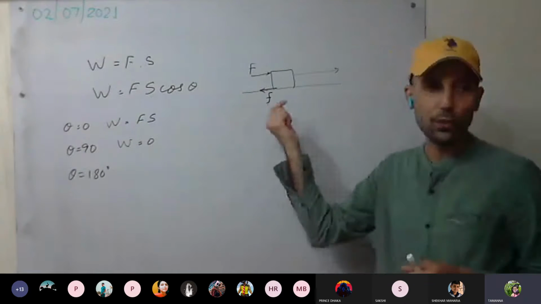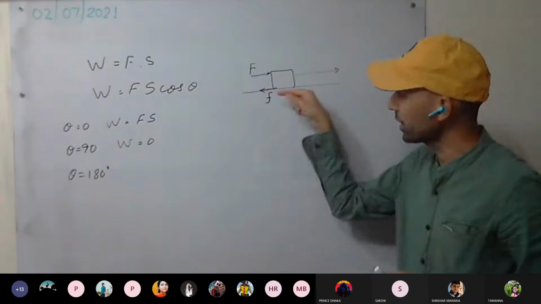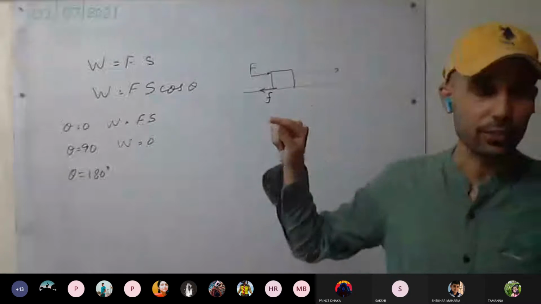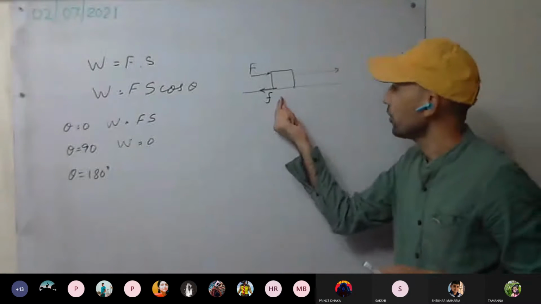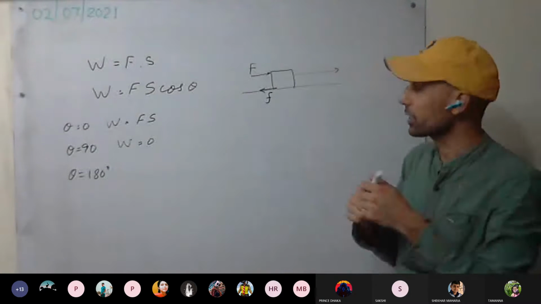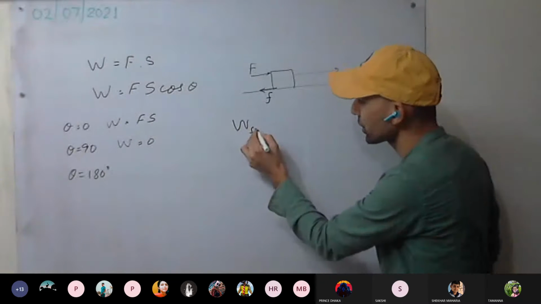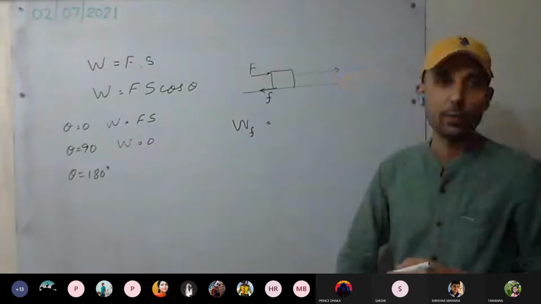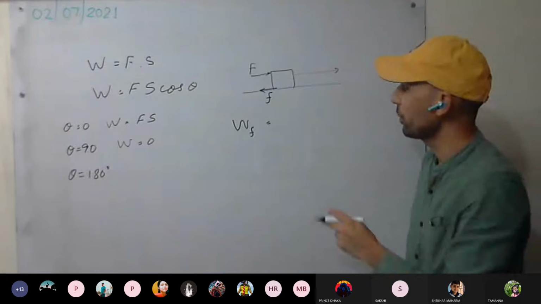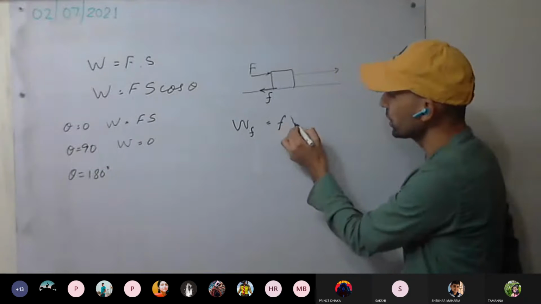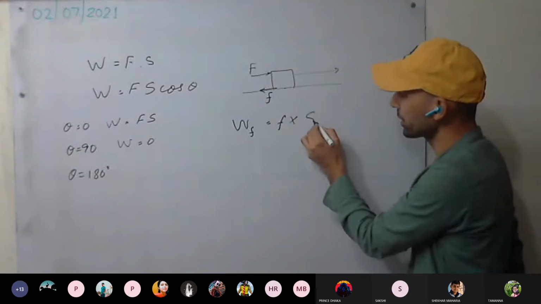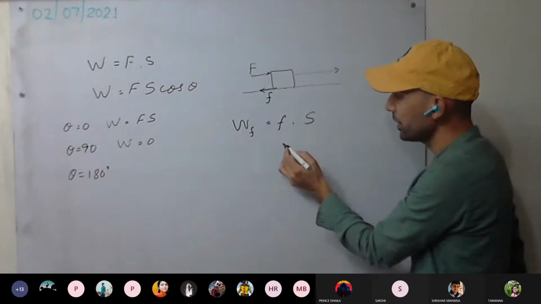So work done by frictional force. Frictional force is in this direction, the opposite direction. If I ask you what is the work done by this frictional force, it will be frictional force into the displacement S. F dot S will be there.